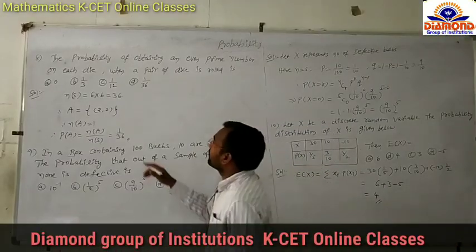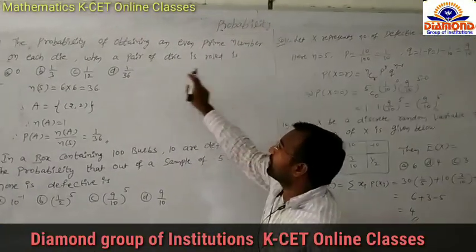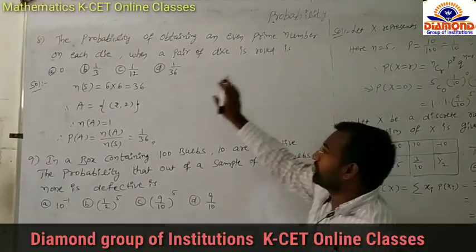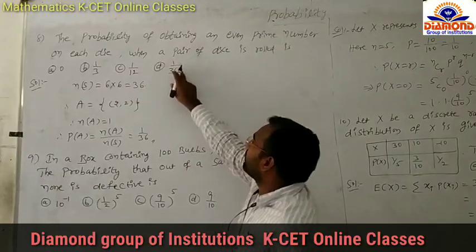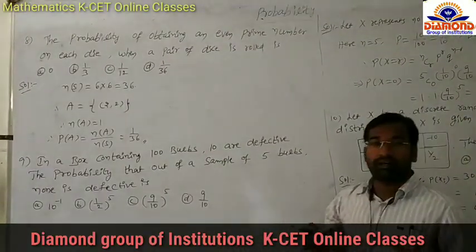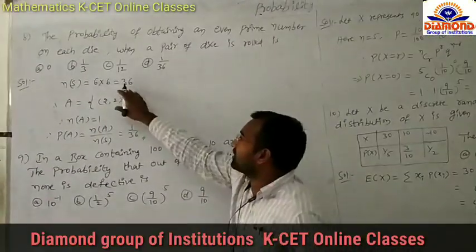Next problem. The probability of obtaining an even prime number on each die when a pair of dice are rolled is: option A 0, option B 1 by 3, option C 1 by 12, option D 1 by 36. Here a pair of dice are rolled. Pair of dice rolled means each die has 6 faces. So n of S equals 6 into 6, 36.